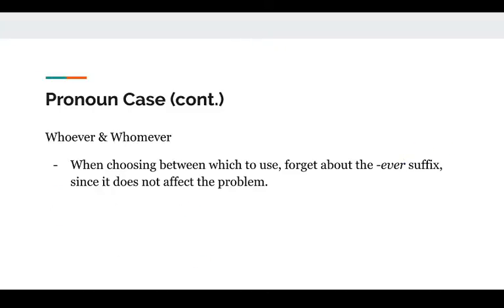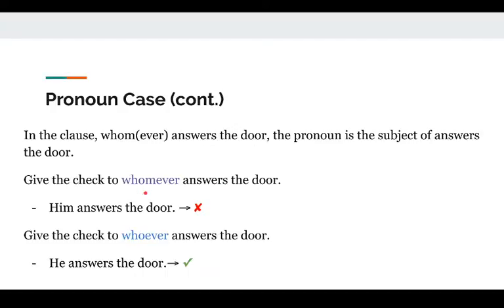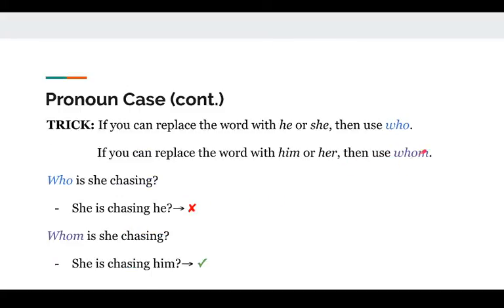So for whoever and whomever, it's pretty similar because when you're choosing between which one to use, you forget about the ever suffix since it doesn't affect the problem in this case. So if we're looking at some examples, in the clause, whoever answers the door, the pronoun is the subject of answers the door. So give the check to whoever answers the door. You'd be asking yourself the same thing that we said back in this slide, where if you can replace the word with him or her, then you use whom. But if you can replace it with he or she, then you use who.